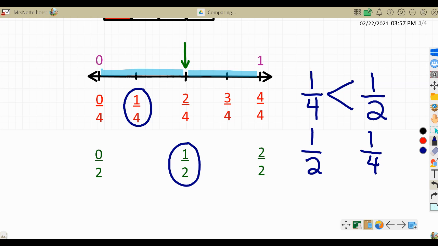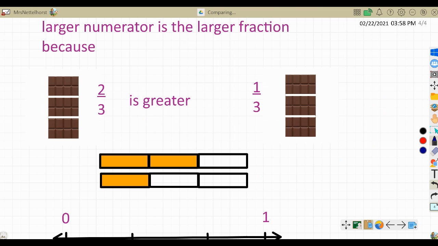My finger dragged. So again, I can see that 1/2 is closer to 1, so it's bigger, and 1/4 is closer to 0, so it's smaller. So 1/2 is greater than 1/4. Okay, we have one more page.